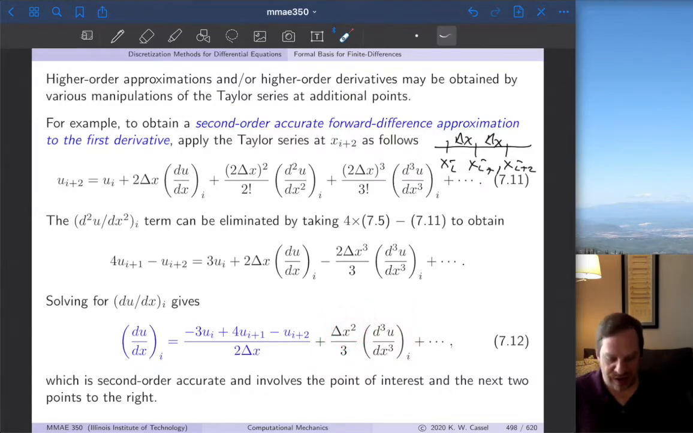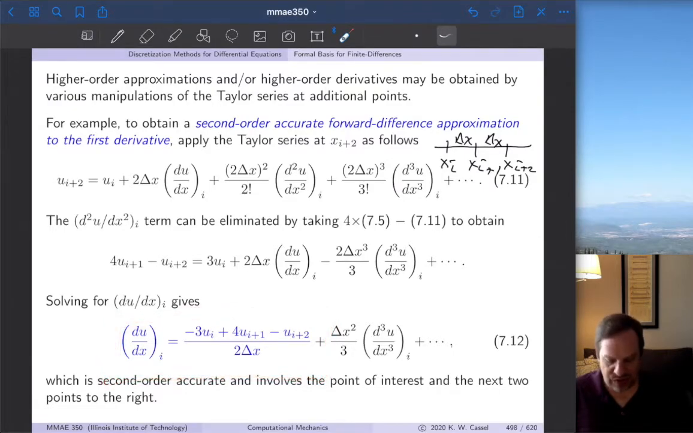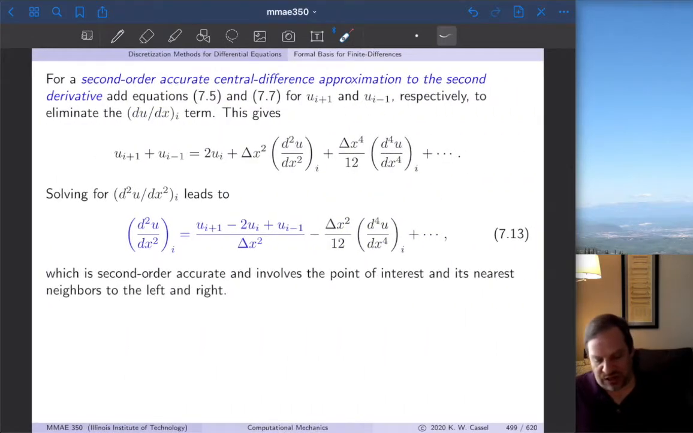So it's second order accurate. And then the approximation looks like this. You'll notice it involves the point of interest, the next point to the right, and the next point to the right of that. So u_{i+1} and u_{i+2}. But now we know how much of each. This is basically a weighted average. Minus 3 of these, plus 4 of those, minus 1 of those, gives us the finite difference approximation that we're looking for.